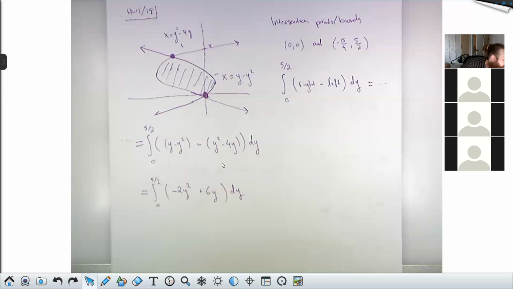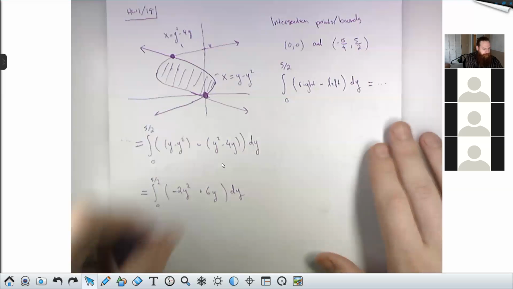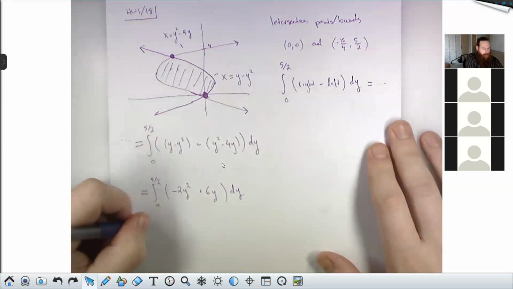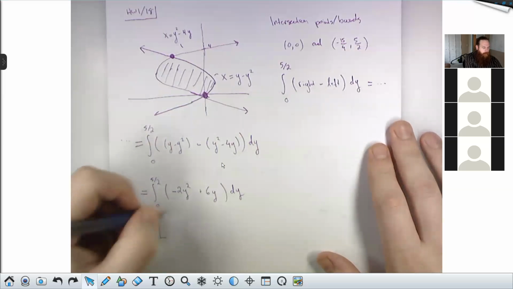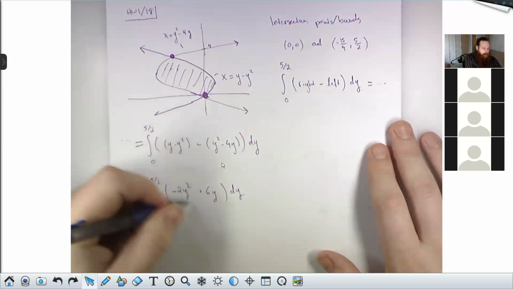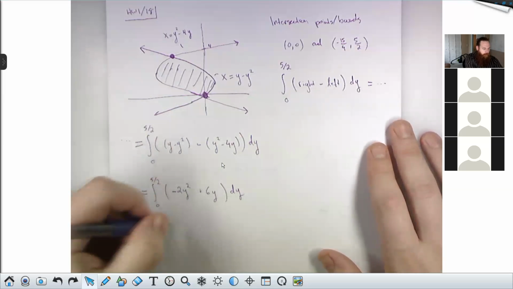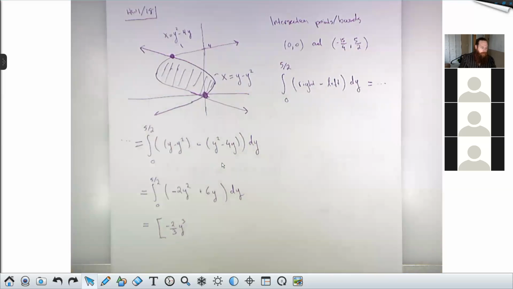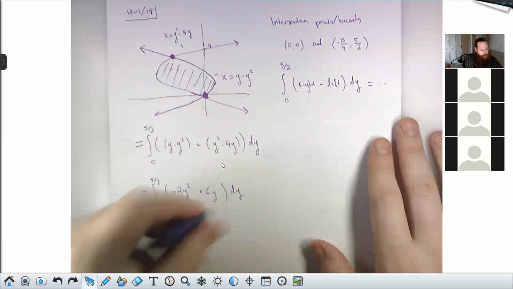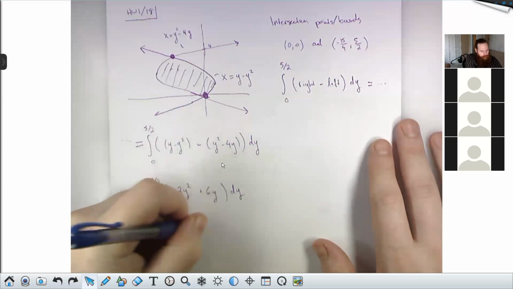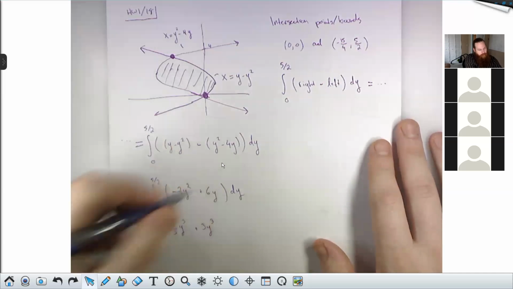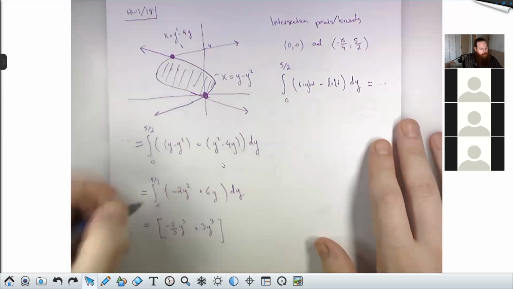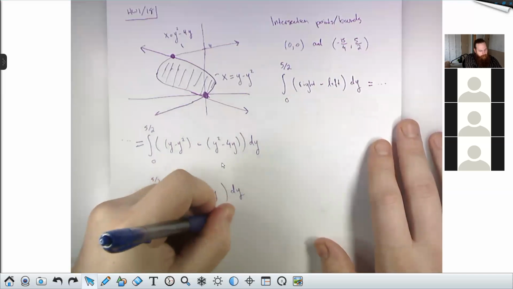Now this is a polynomial, so I can just use my power rule. The negative 2 will come along for a ride, and an antiderivative for y squared is y cubed over 3. So this will be negative 2/3 y cubed. And the 6 will come along here. Antiderivative for y is 1/2 y squared. 6 times 1/2 is 3. So that'll be 3y squared. And we're going to evaluate that between these two bounds, from 0 to 5/2.